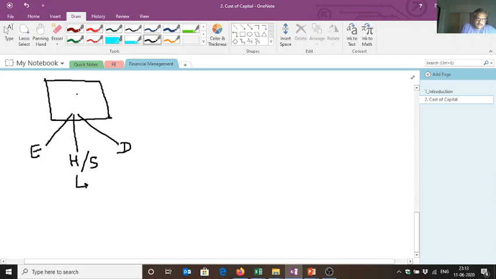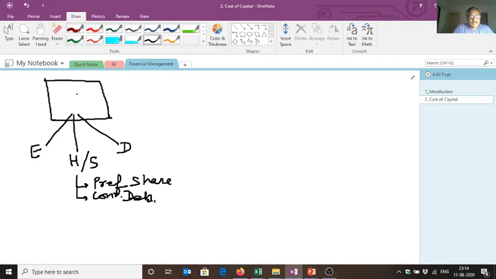And the world of hybrid security is preference share, maybe some convertible debentures. So there are other securities which are neither equity nor debts. We call them hybrid security. So now we are going to modify our formula. We are going to modify our formula of WACC.